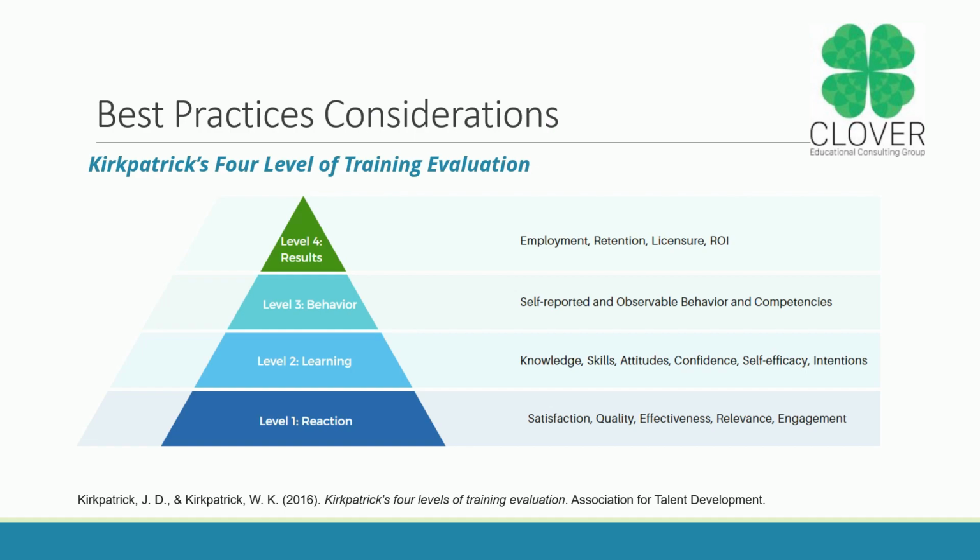Level 3 is behaviors, typically behaviors that are observable. So the competencies in the intern evaluation would fall under this level. Also, it could be behaviors that are self-reported from the interns themselves, the trainees.